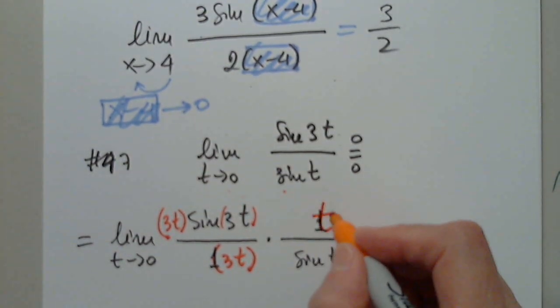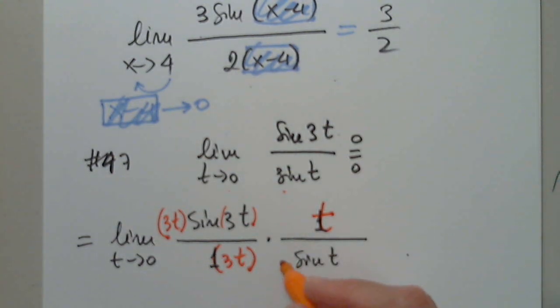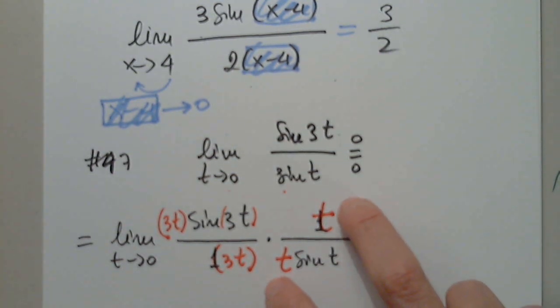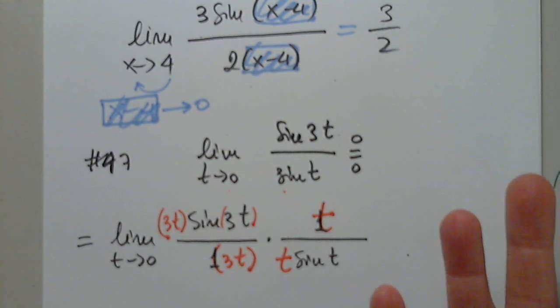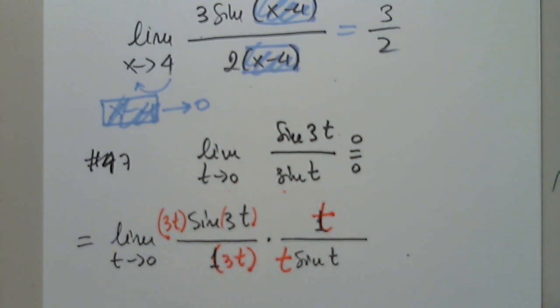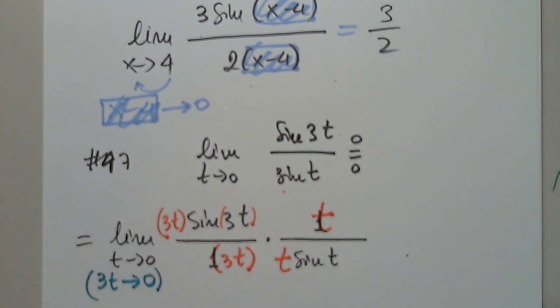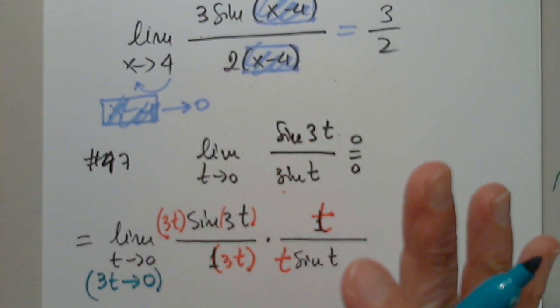I will repeat the process for sine t. So I need a t. But if I multiply the top by t, I have to multiply the denominator by t. I cannot just say, oh, I need a t up there. No. Multiplying top and bottom means multiplying by 1, no change. Also, I have to realize that when t approaches 0, 3t also approaches 0, because if I multiply both sides by 3, this is what I get. So now I have a product of two different functions.